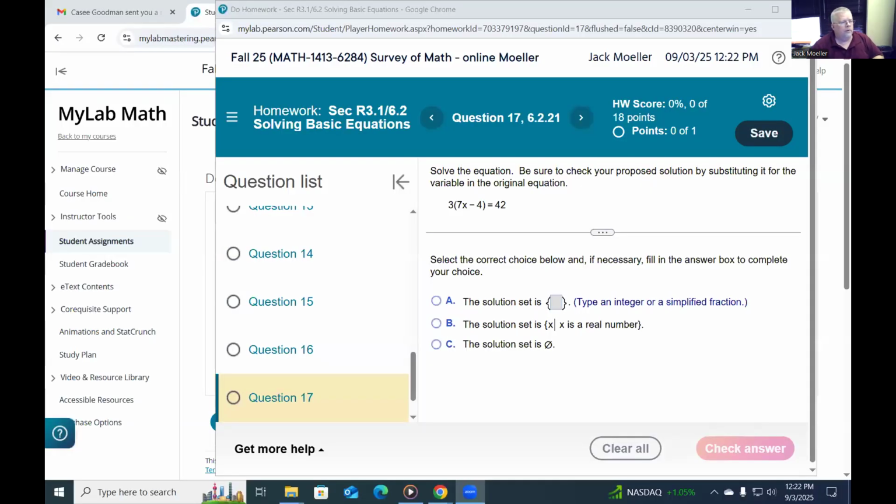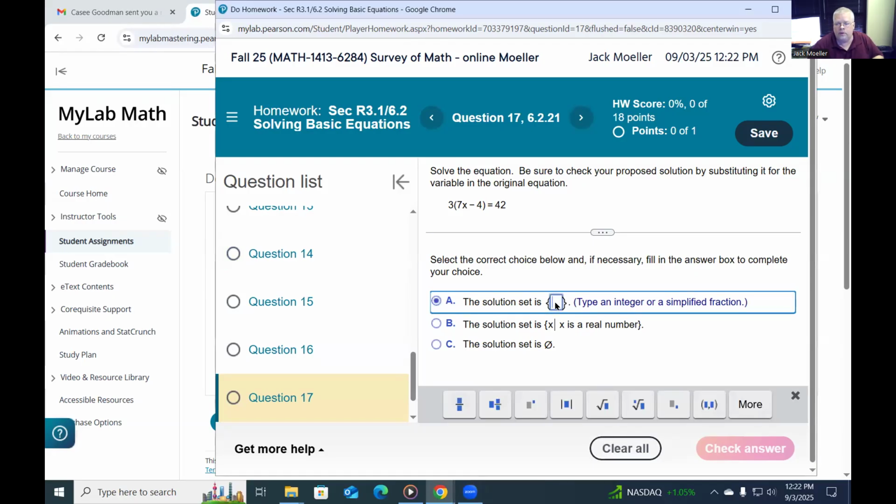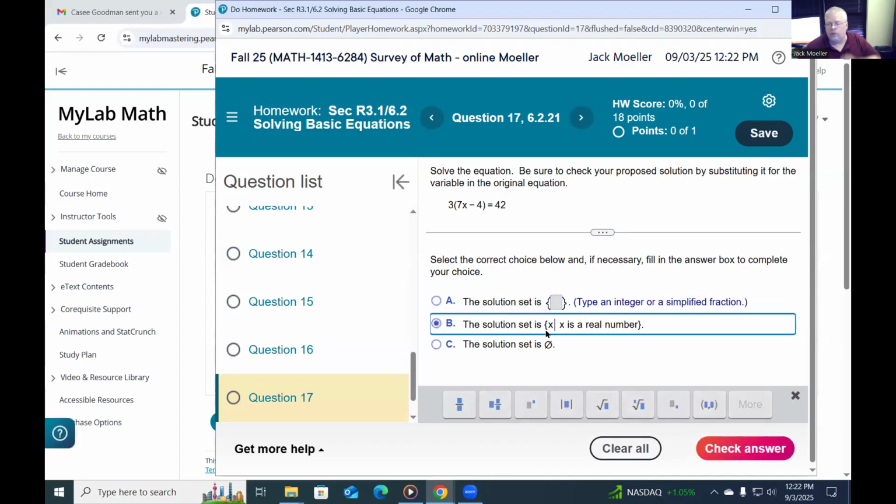Okay, so when you're looking in MyMathLab on these 6.2 problems, notice that there is an A, the solution set is, and then when you have the curly brackets, that's just a set in math. And so if you have a single number, that's where you're going to put your answer. There's a B, the solution set is, now the way this is read, it's the set X such that X is a real number. That's called set builder notation.